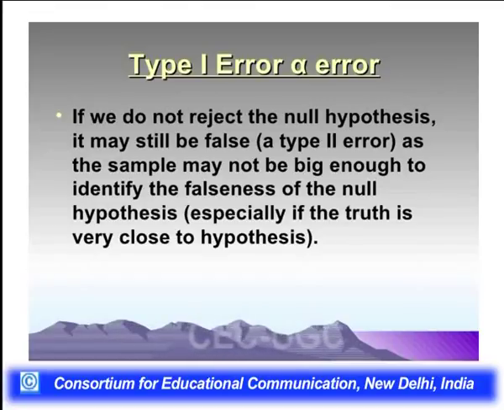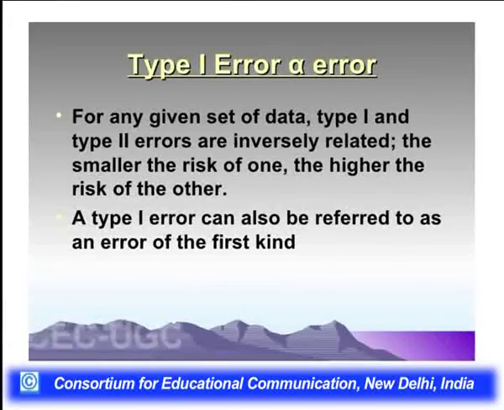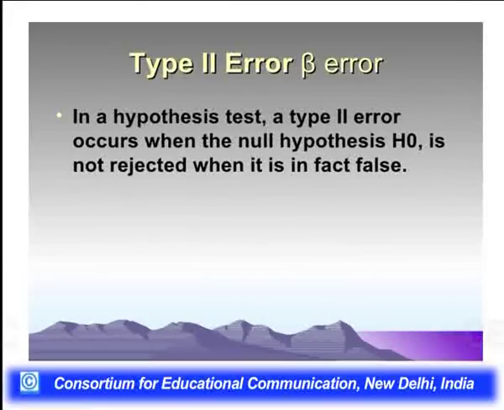If we do not reject the null hypothesis, it may still be false, a type 2 error, as the sample may not be big enough to identify the falseness of a null hypothesis, especially if the truth is very close to the hypothesis. Next, we have type 1 error. For any given set of data, type 1 and type 2 errors are inversely related. The smaller the risk of one, the higher the risk of the other. A type 1 error can also be referred to as an error of the first kind.